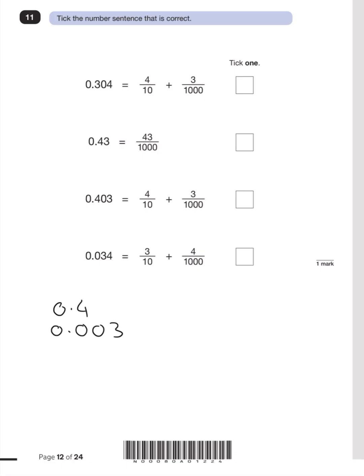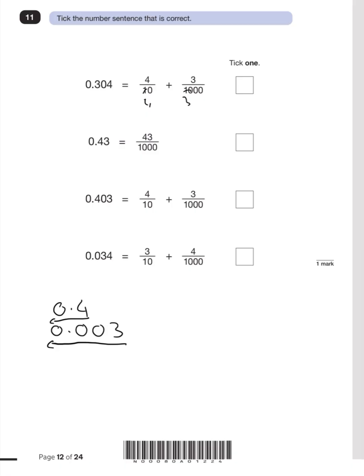And another way to look at it is look at the 4 going left, ignoring the decimal point. We can read that as 40. Read this backwards, 3,000. So if we replace this one with the 4, replace this one with the 3, we've got 40 and 3,000. Okay, so it's saying this plus this equals 0.304. Well, no, that must be wrong because we already have a 0.4 and we need to add. So therefore that is wrong.